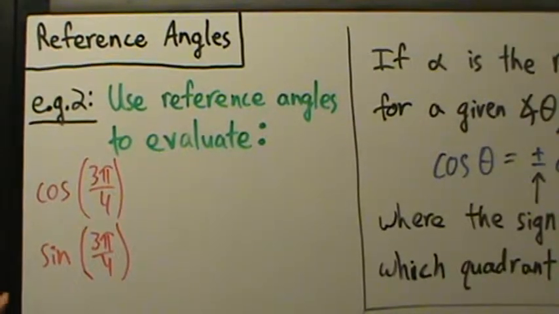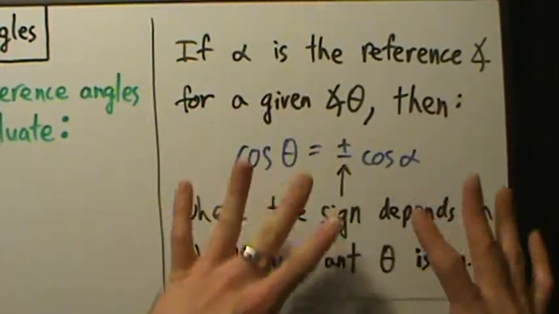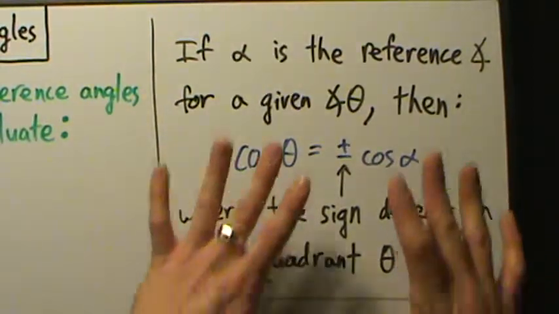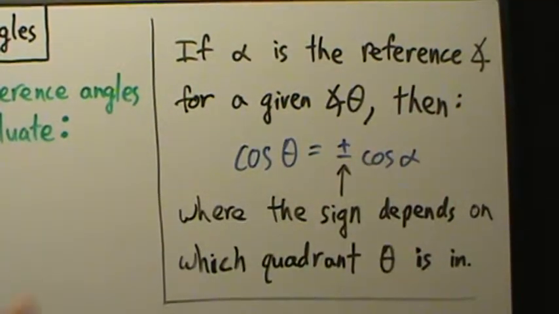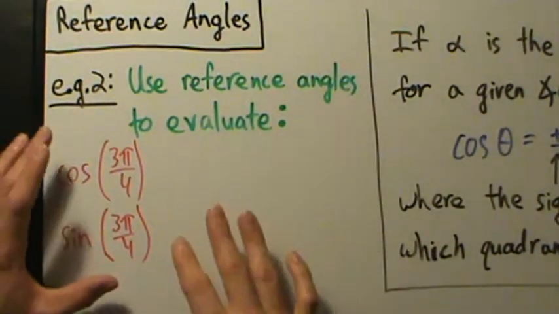Here's example 2 with using reference angles to evaluate trig functions. When we did example 1, we talked about this in depth and explained how to use it. We're going to use this again for example 2 and the rest of the examples. So what we want to do is, first, if we use reference angles to evaluate trig functions, first we have to find the reference angle.